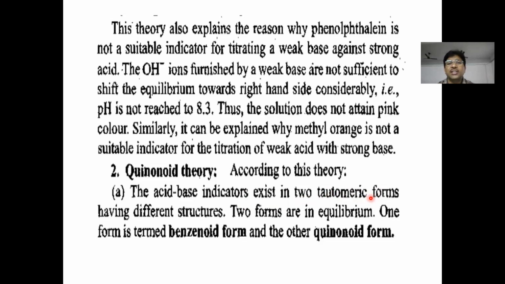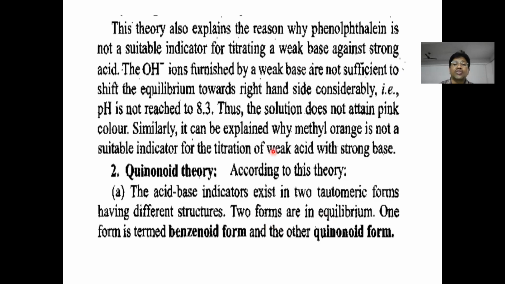But remember that when a hydrogen ion, H plus ion or proton, transfers from one atom to another atom in the same molecule, a new structure, a new tautomeric form, will be developed. That is called what now? Tautomerism, and those forms are called tautomeric forms. According to quinonoid theory, the acid-base indicators will exist in how many tautomeric forms? Two tautomeric forms having different structures. The two forms are in equilibrium with each other.